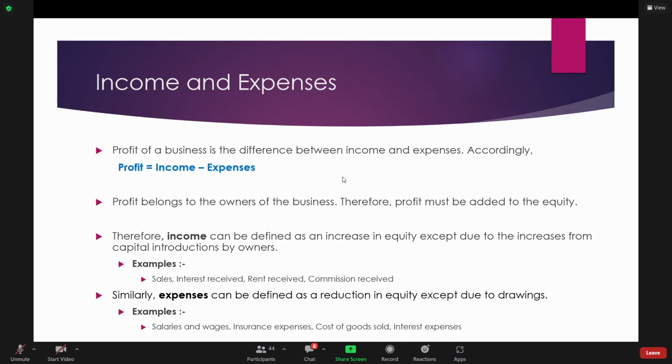And those are the main types of expenses. And note 25 discusses depreciation.